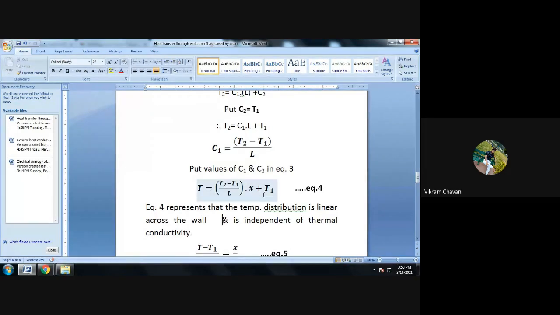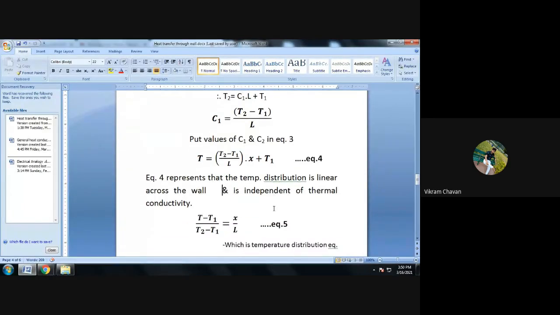Why is it independent? Because the thermal conductivity is not present in this particular equation, so we can say that it is independent of thermal conductivity. If you rearrange equation number four, we will get equation number five. Rearrangement means we transfer T1 from the right-hand side to the left-hand side, and the equation is converted into this format: (T minus T1) divided by (T2 minus T1) is equal to X divided by L.